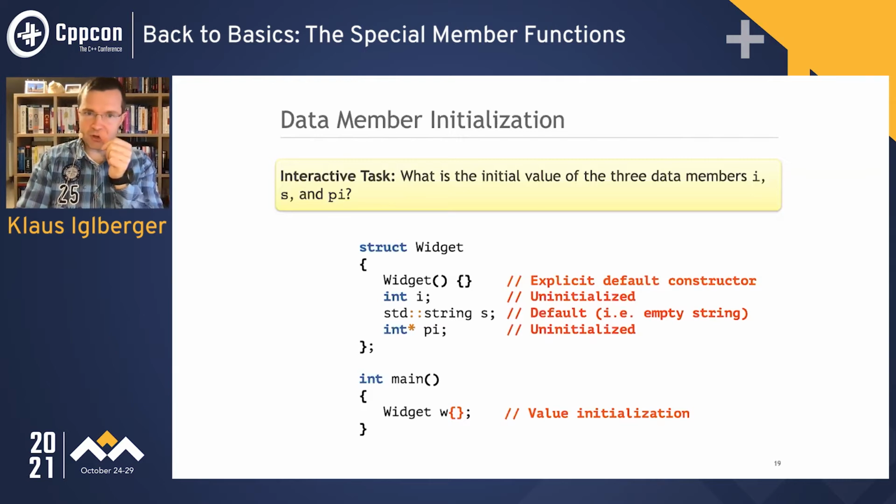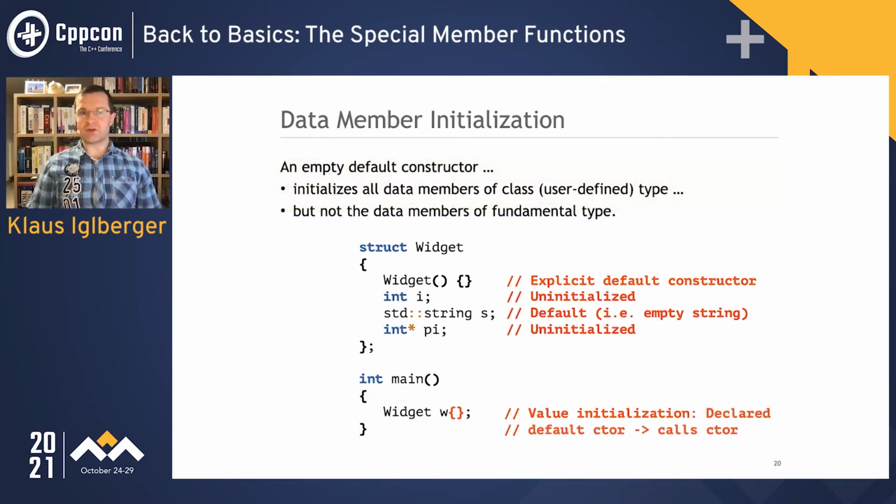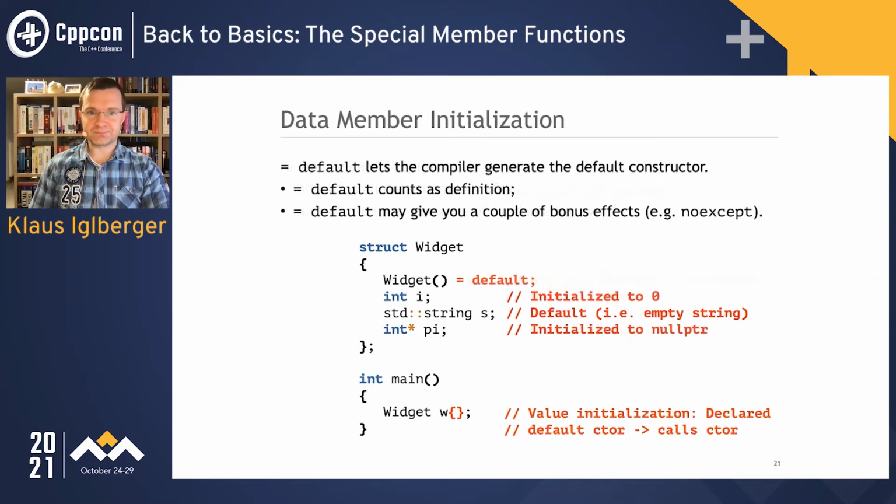If you write a default constructor yourself, if you define it in the class, then you are responsible. And this one is just not doing anything. So, if you write an empty default constructor, again, all the data members of class type, the user-defined types, are initialized, but not the data members of fundamental type. So, in other words, if you write this, you have to do something yourself.